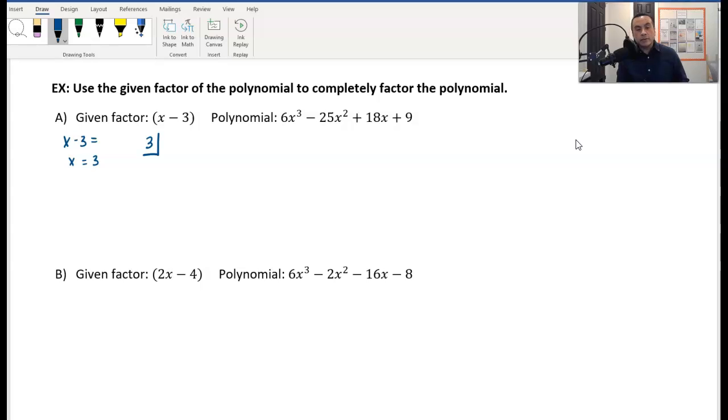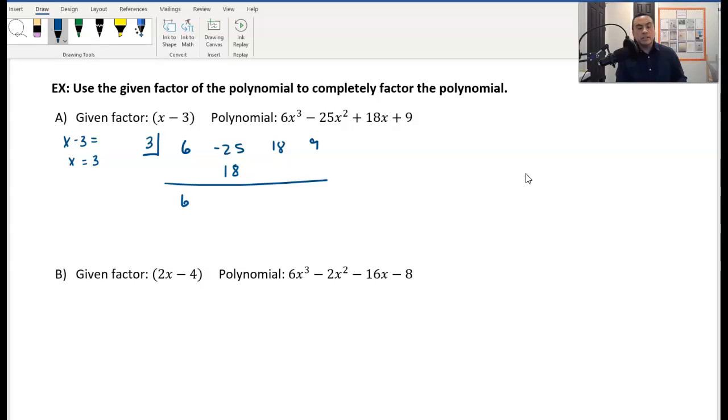All right, let's see if our polynomial is in order. We got x cubed, we got x squared, we got x, we got a number. Perfect. So we're going to use 6, negative 25, 18, and 9. Leave a little space. Remember, bring down the first term, that's 6. Multiply. 3 times 6 is 18 and take it to the top. So that's going to be 18 right here.